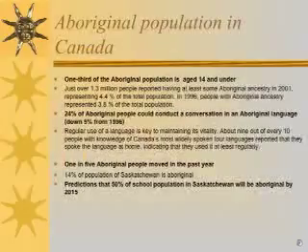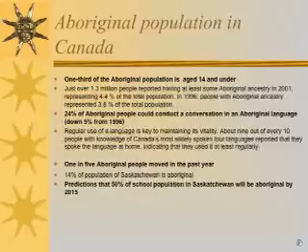Let's look a bit at the Aboriginal population in Canada. 1/3 of the Aboriginal population is aged 14 or under. Just over 1.3 million people reported having at least some Aboriginal ancestry in the 2001 census, representing about 4.4% of the total population. In 1996, people with Aboriginal ancestry represented 3.8% of the total population, so you see it is actually a growing population.